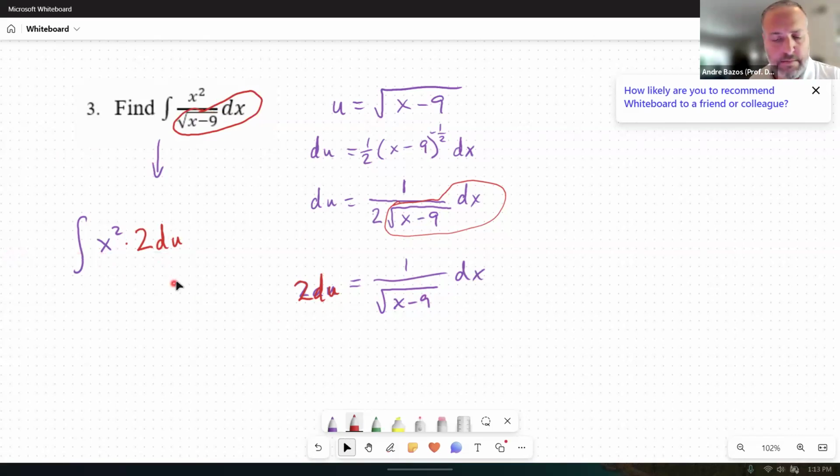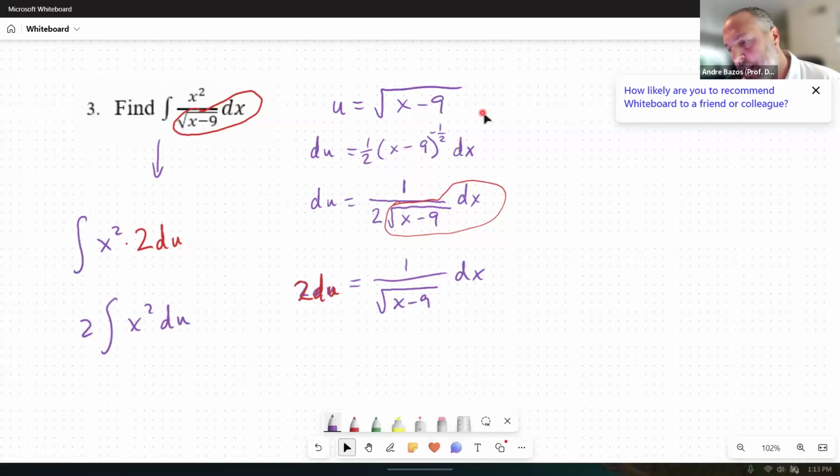I know I can do the 2 outside, so let's just do that. Can I take the integral here? No, because I have an integral I'm taking with respect to u, and I don't have any u's over here. But this is a relationship in terms of u. I just have to figure out what this is in terms of u. So let's go for it here. Let's bring this over to the side. I'm going to solve for x.